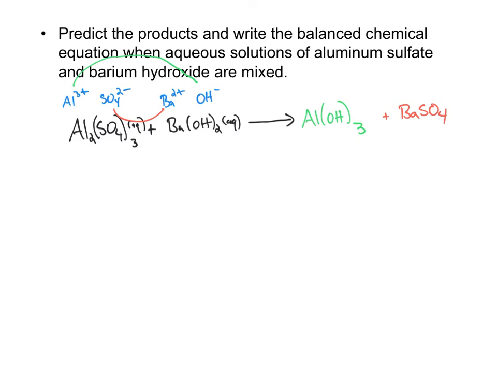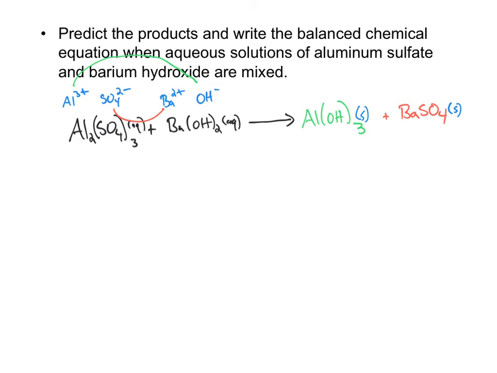Alright, so now if we go to our solubility rules, aluminum is not in there, but hydroxide is. Hydroxide compounds are generally insoluble. Aluminum is not one of the exceptions, so I would expect that to be a solid. I go to barium sulfate. Barium's not on the list, but sulfate is. Sulfate compounds are generally soluble, but barium is one of the exceptions, so that should also be a solid. I'll get a reaction as long as one of them is a solid. I'll certainly get a reaction if both of them are.